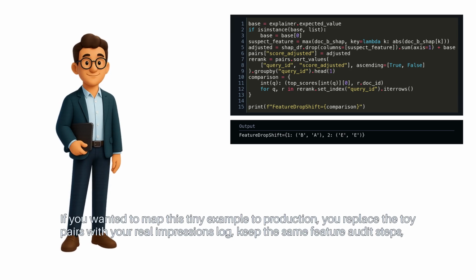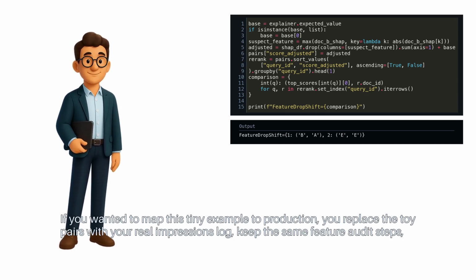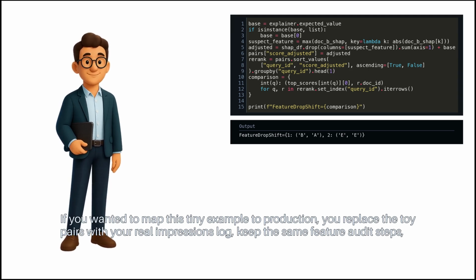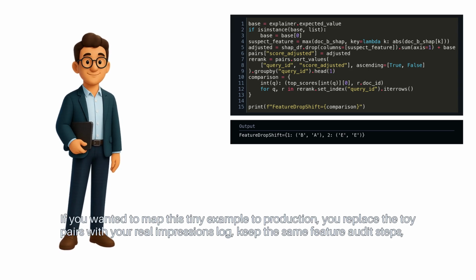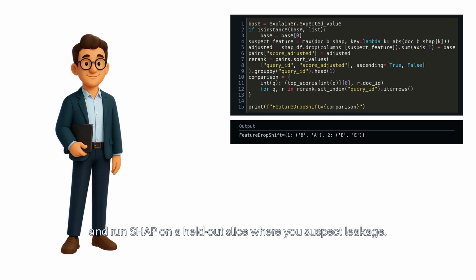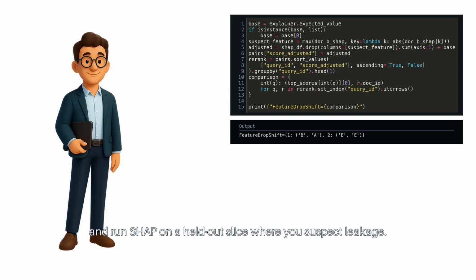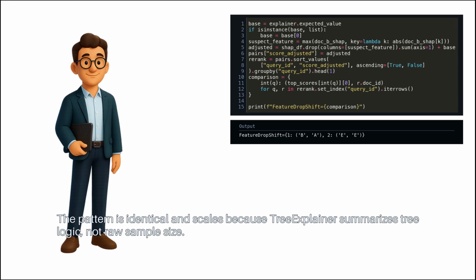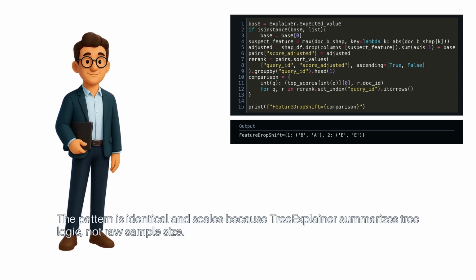If you wanted to map this tiny example to production, you replace the toy pairs with your real impressions log, keep the same feature audit steps, and run SHAP on a held-out slice where you suspect leakage. The pattern is identical and scales because TreeExplainer summarizes tree logic, not raw sample size.